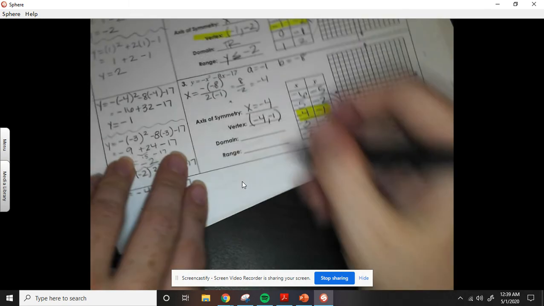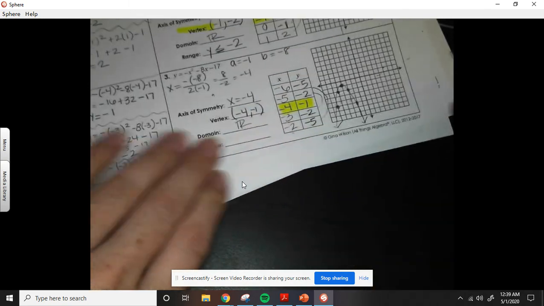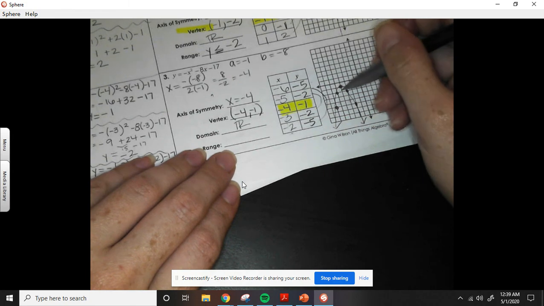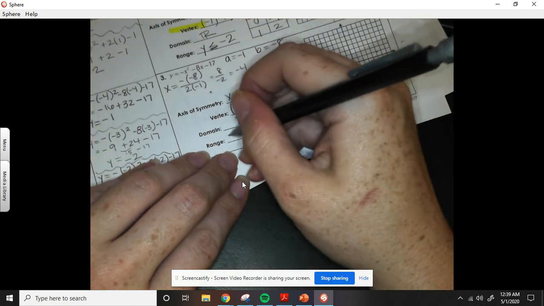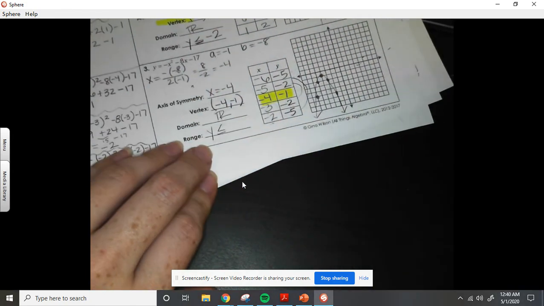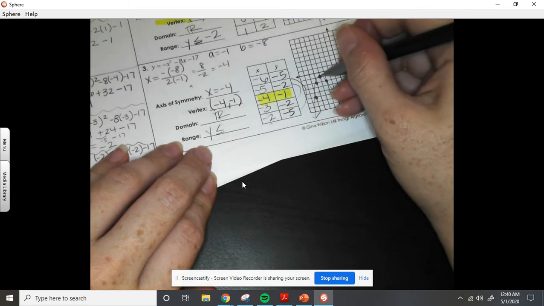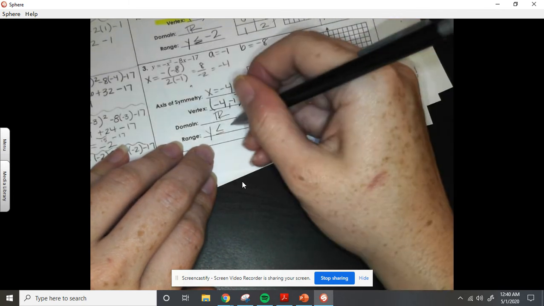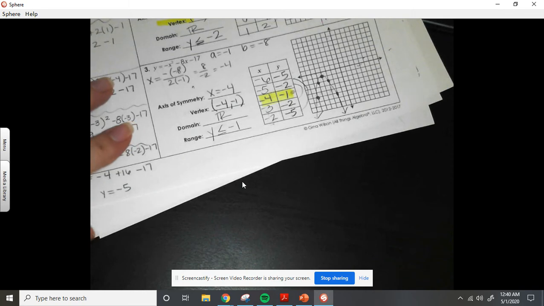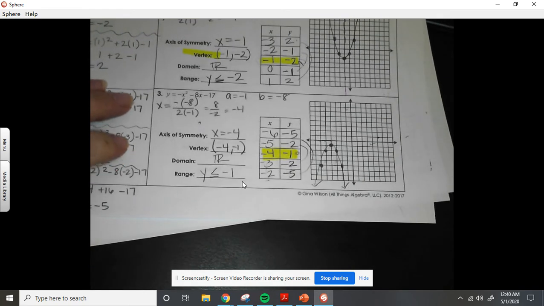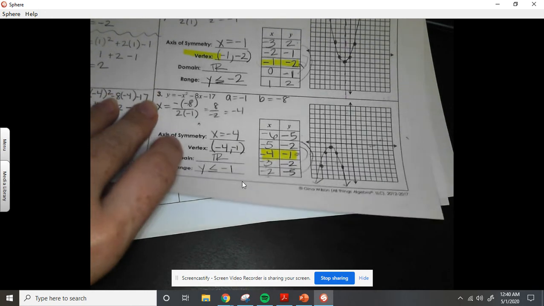Okay, domain, again, all real numbers. Range, now, are the y values going down or are they going up? If they're going down, so this is going to be less than or equal to, what's this y value of the vertex? The y value of the vertex is -1. So that's how you find your range. Whatever the y value of the vertex is going to be greater than or less than, depending on which direction the parabola is opening.